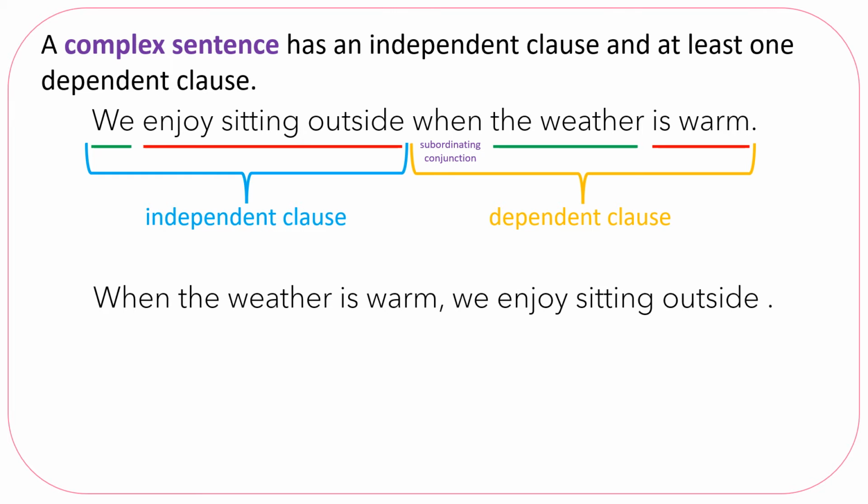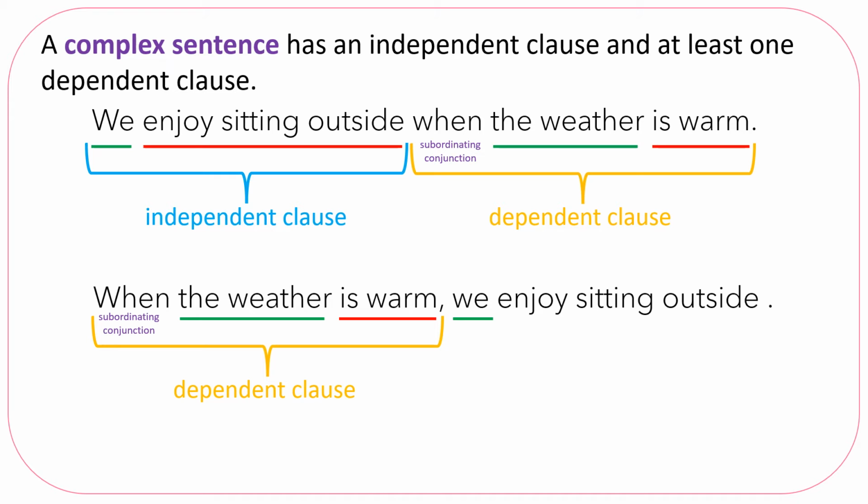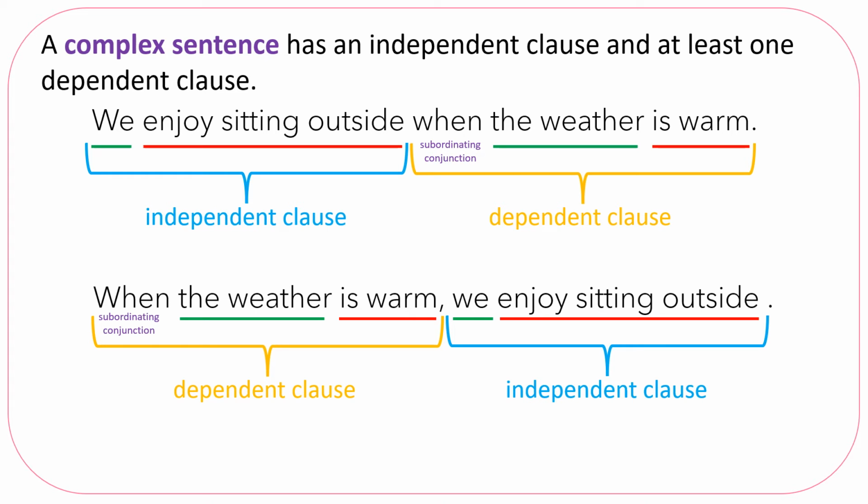We could turn it around and put the dependent clause first. The subordinating conjunction when, then the weather is warm. Then we have the independent clause. We enjoy sitting outside, the independent clause. Notice that when we put the dependent clause first, we use a comma.